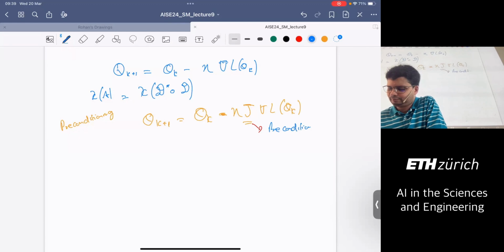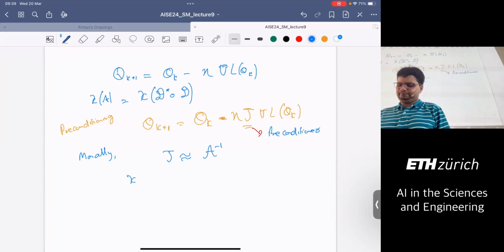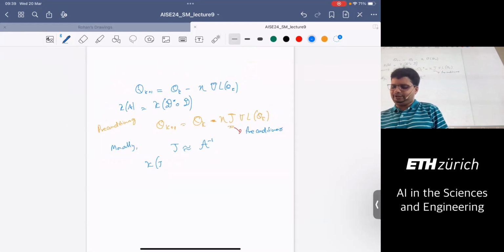Preconditioner. And morally, the math is not that easy, otherwise the problem would be solved. Morally, J has to be essentially A inverse. So morally these things have to be A inverse. Then the condition number of JA, because J is outside, A is inside, will be roughly close to identity, close to 1. So this is roughly the idea.